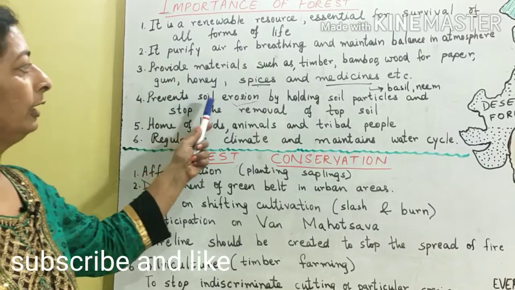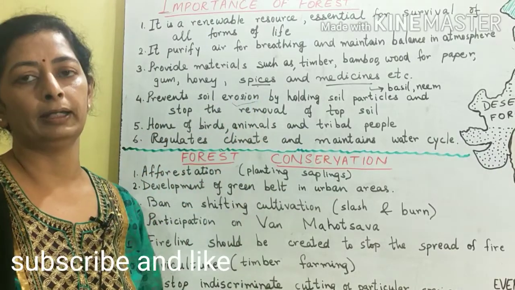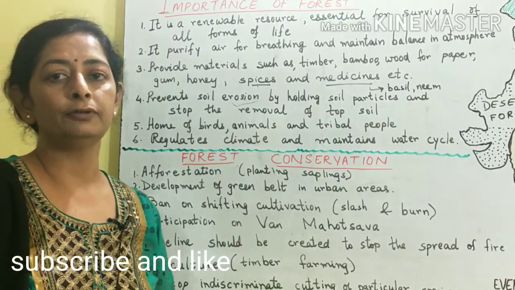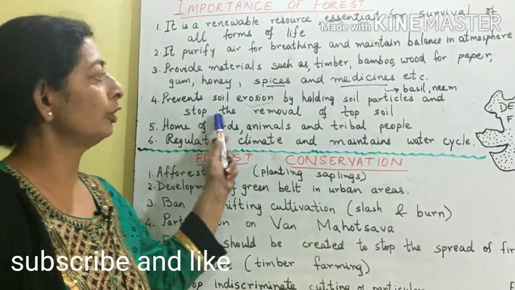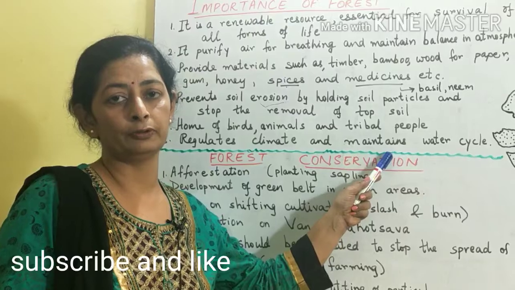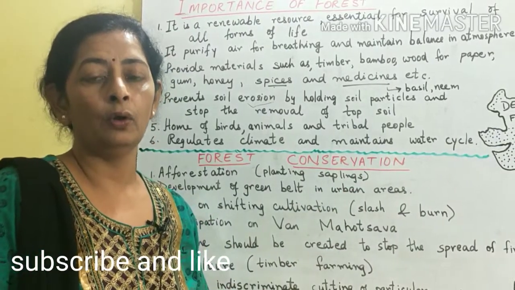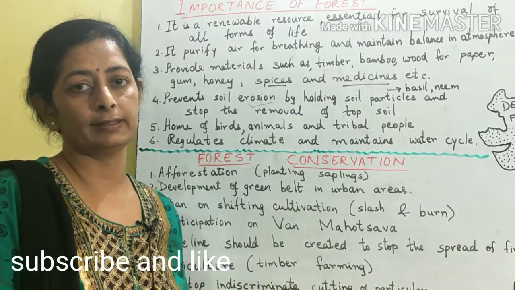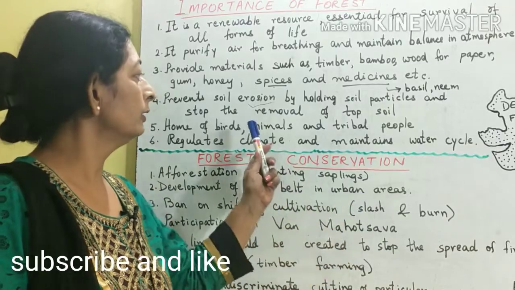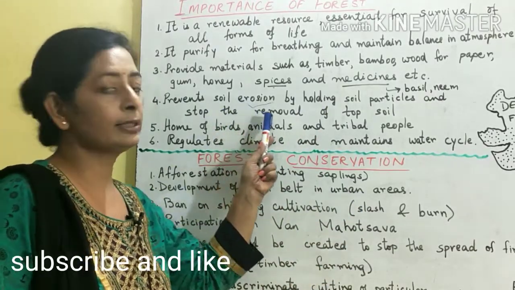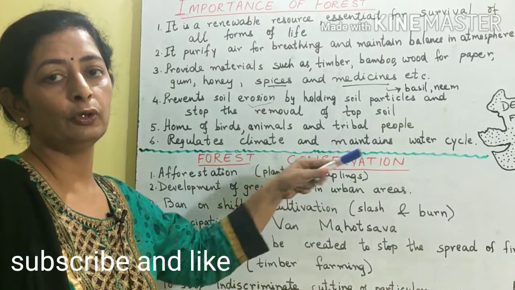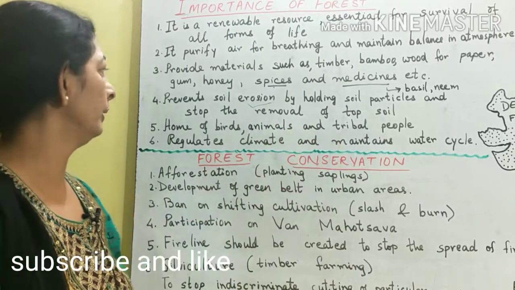Forests prevent soil erosion by holding the soil particles. The roots of the trees and plants, they hold the soil particles and thus they stop the removal of the topsoil when there is rain or wind. So whenever the wind blows, the soil is being held by the trees, so it stops the erosion or removal of the top layer of the soil.